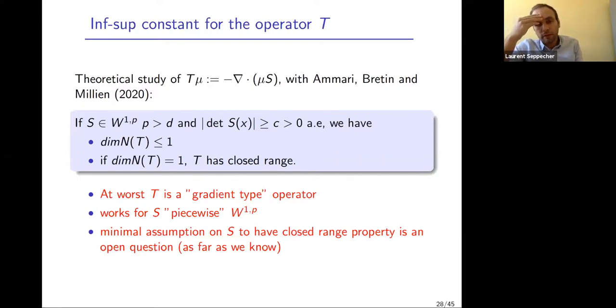Do we need smoothness? Do we need piecewise smoothness? We don't know. Is the determinant of S positive something that we need to prove this? Actually, the minimal assumption is not known. It's an open question to us.